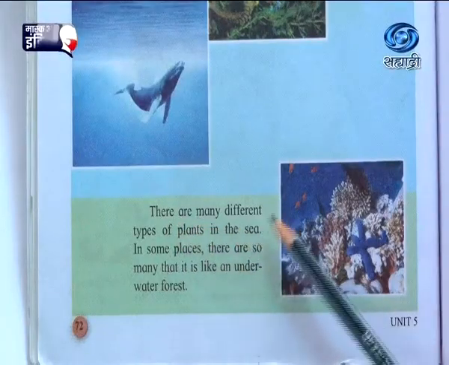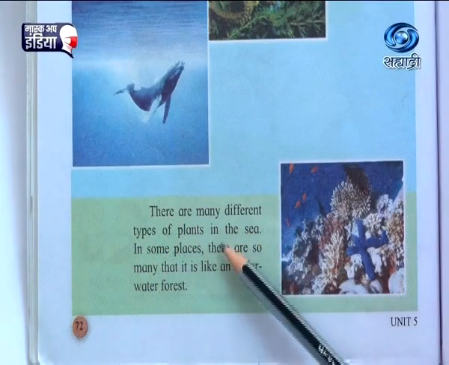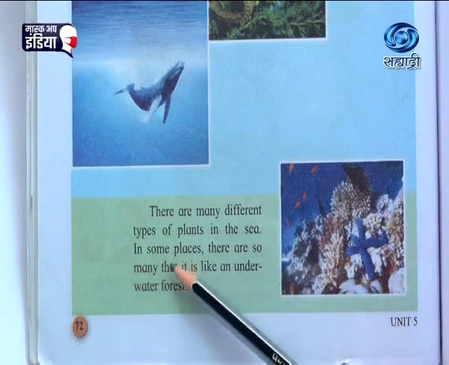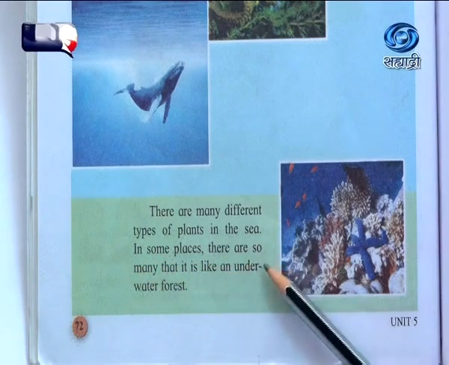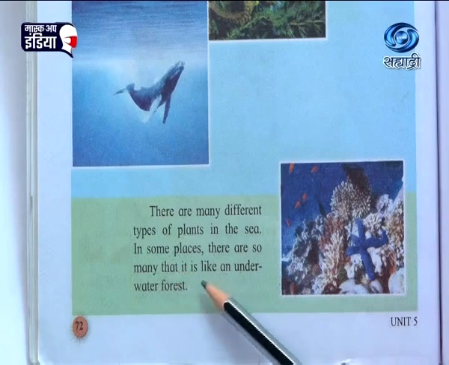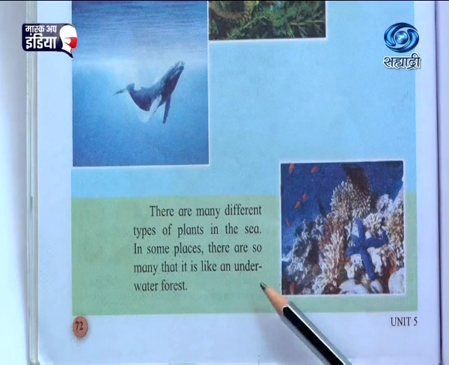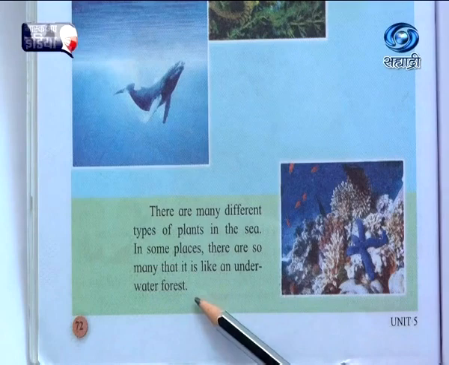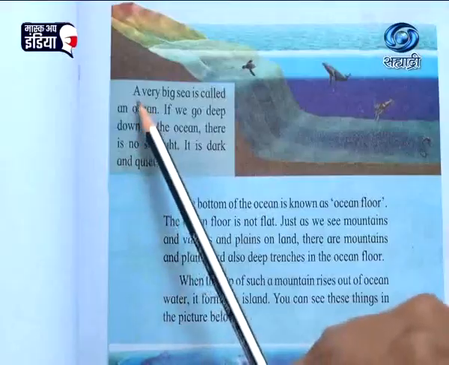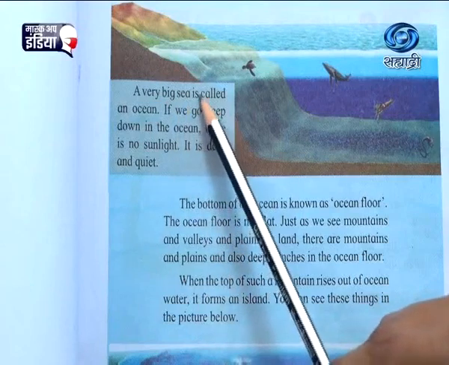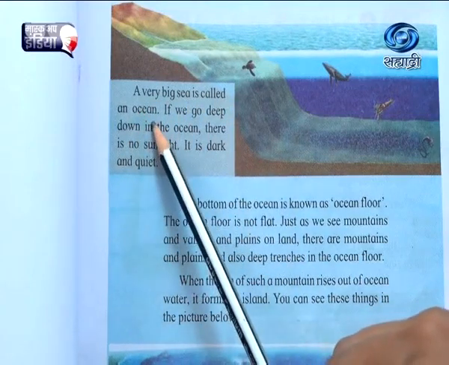There are many different types of plants in the sea. In some places, there are so many that it is like an underwater forest. There are many different types of plants found under the sea. It's almost like an underwater forest. A very big sea is called an ocean.